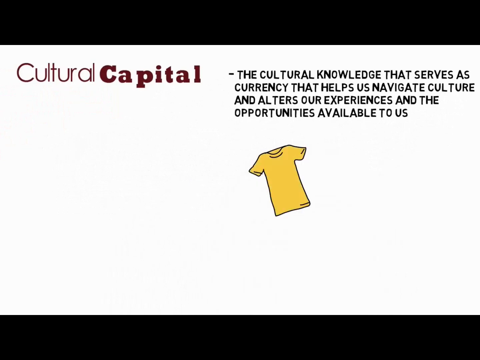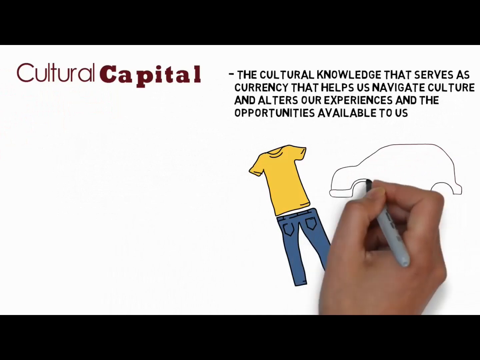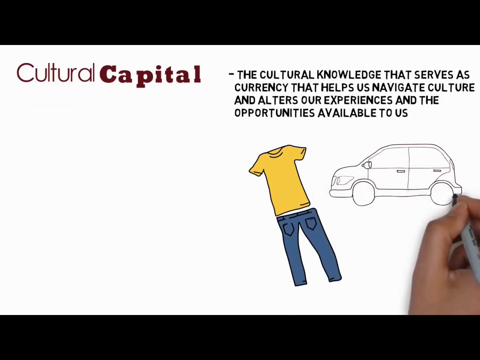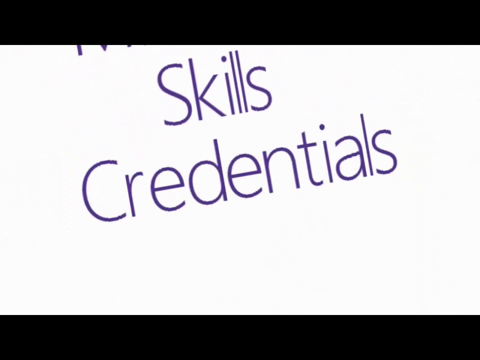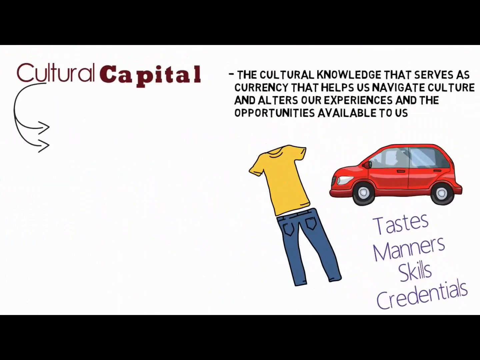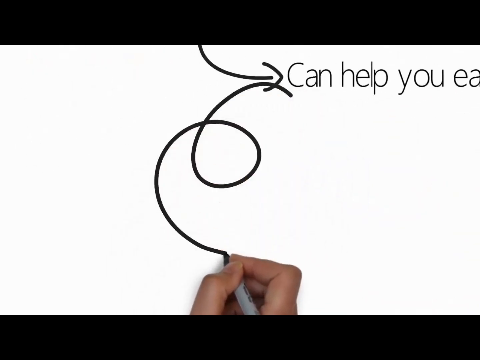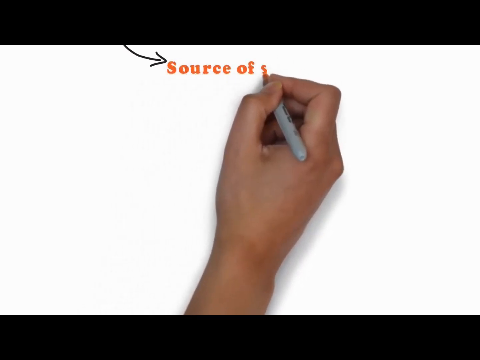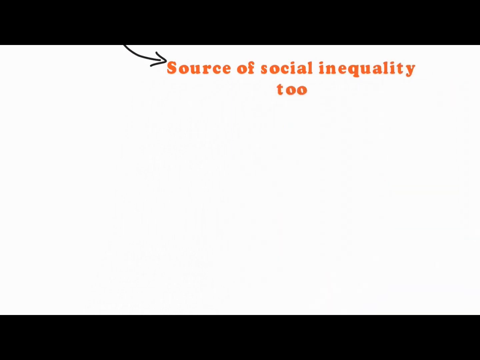While cultural capital can be material objects such as clothing or what car you drive, Bourdieu also focused on the symbolic elements that embodied cultural capital, such as tastes, manners, skills, and credentials that one receives or earns. Cultural capital really isn't about economics or how much money you have, but it can be exchanged for money. And the crazy thing is this money can help you earn more cultural capital. According to Bourdieu, cultural capital can be a source of social inequality too. It is hard for those who are poor or who are part of the working class to gain the types of cultural capital that are valued in society.